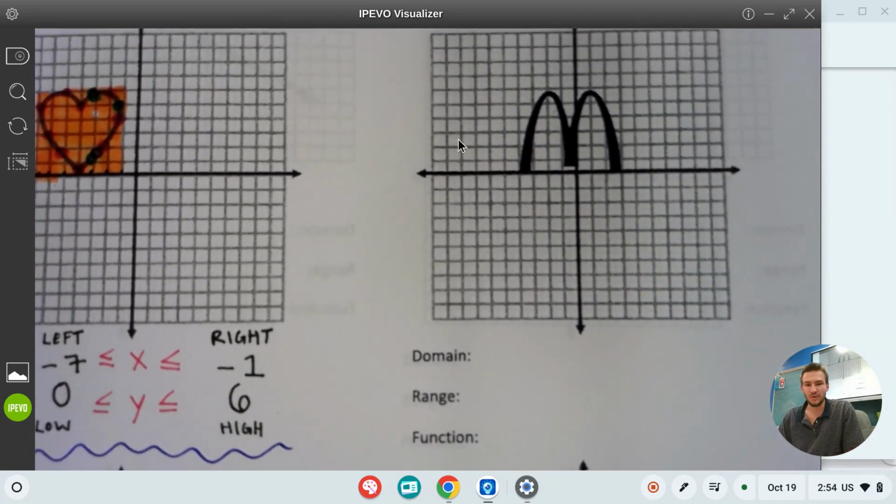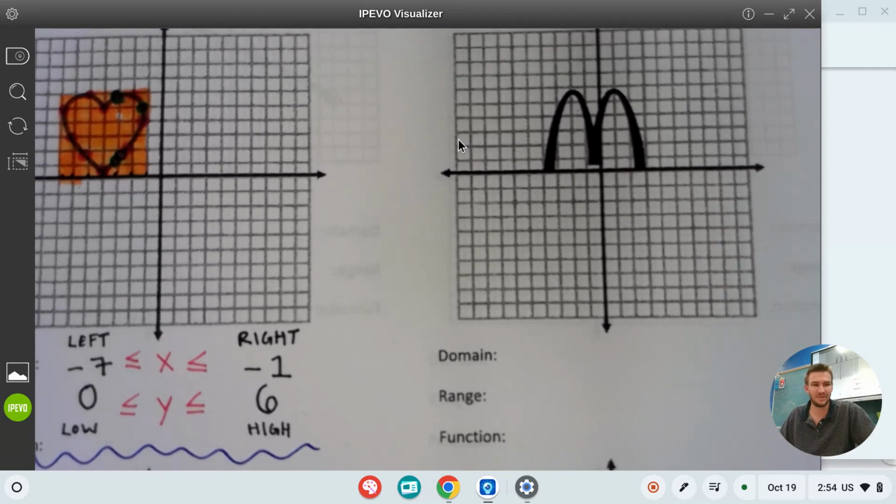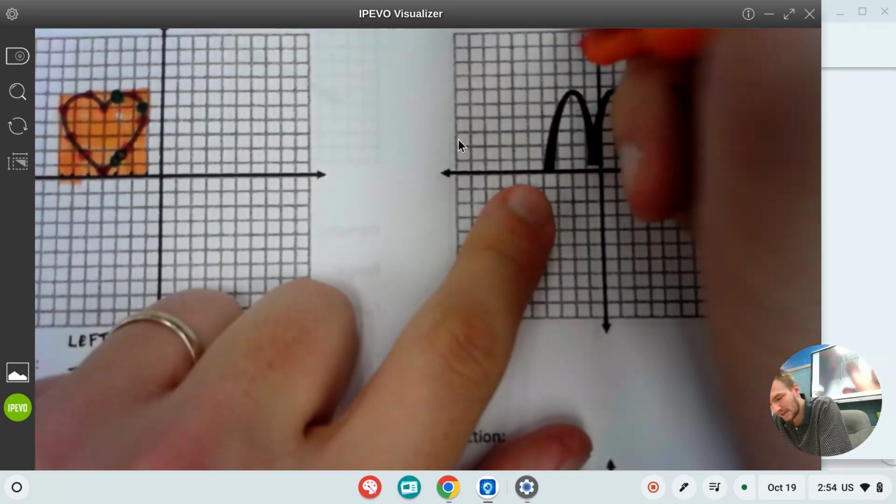Let's look at number 2 here. I'm going to go about 10 times faster here. You may already be done. Check your answers for this part.